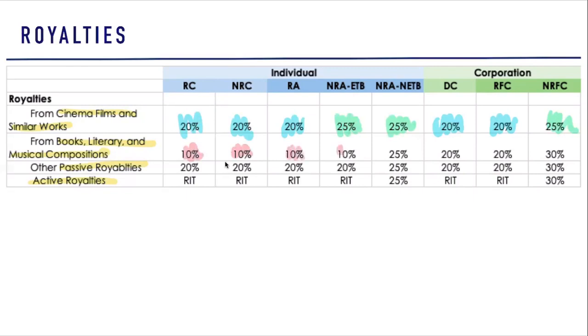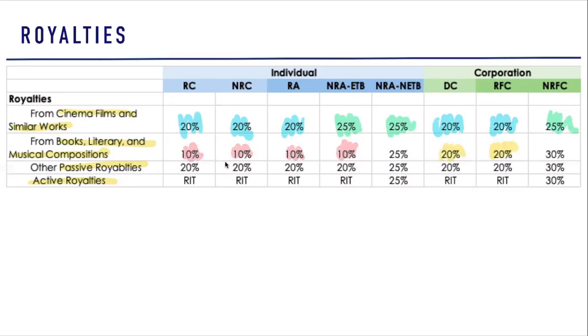Next. For your books, literary, and musical compositions, ang rule naman dito, if ever it is RC, NRC, RA, NRA, ETB, 10%. And then, if that is DC, RFC, 20%. So individuals, 10%, corporations, 20%. And we apply the final withholding tax system and your gross income taxation rules in your NRA and ETB and NRFC, because it will go back to their normal rates of 25% and 30%.